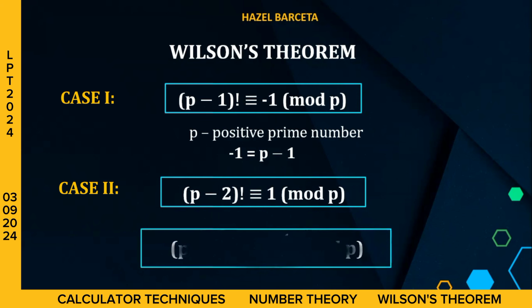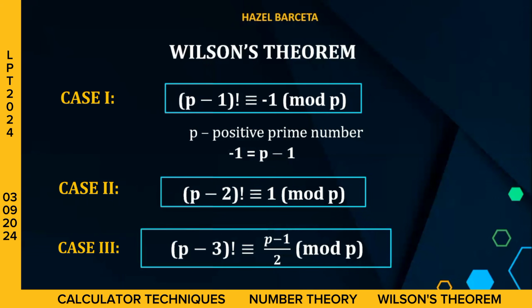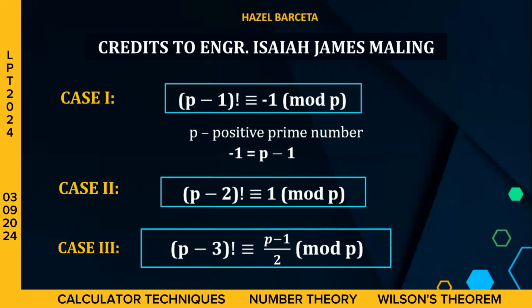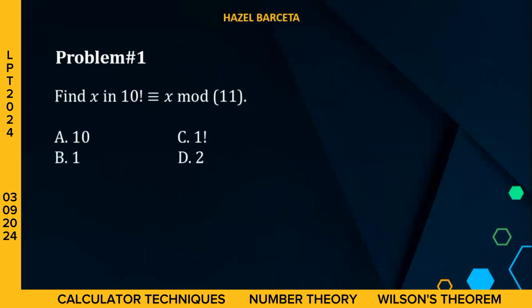As for case 3, we have P minus 3 factorial is congruent to P minus 1 over 2 mod P. So, ano po yung pagkakaiba-iba nila? Dito po, yung difference ng P sa given factorial ay 1, dito naman ay 2, at dito naman ay 3. So, nakadepende po sa problem. And let's solve problem number 1. Pasensya na po sa ingay ng surroundings.